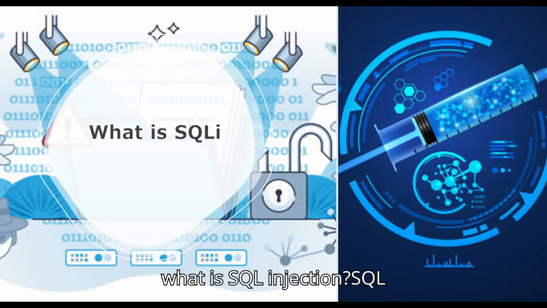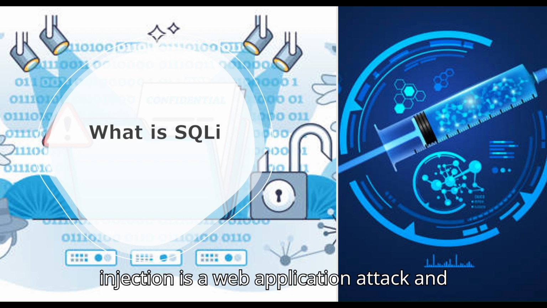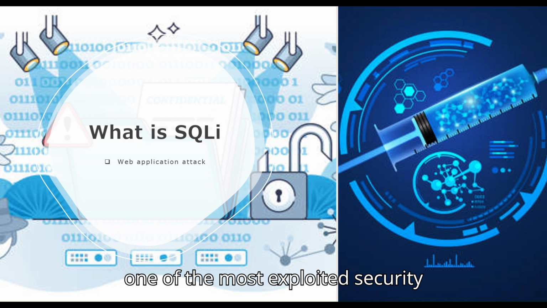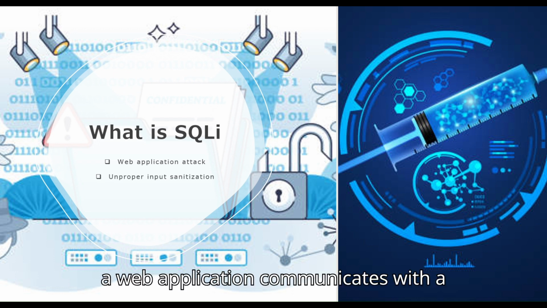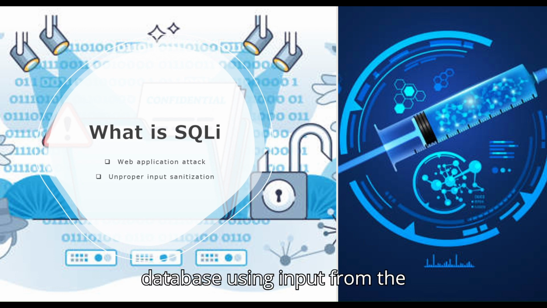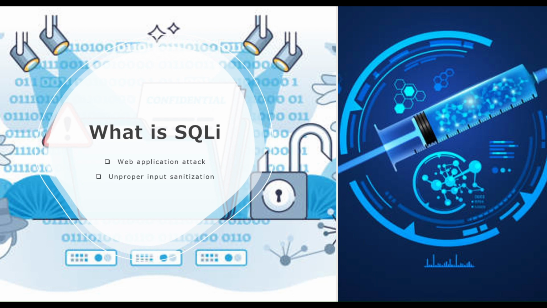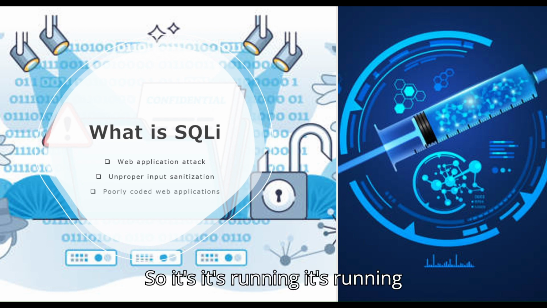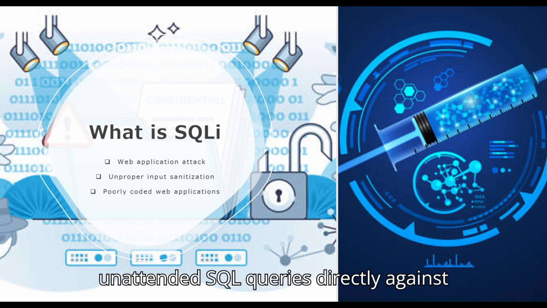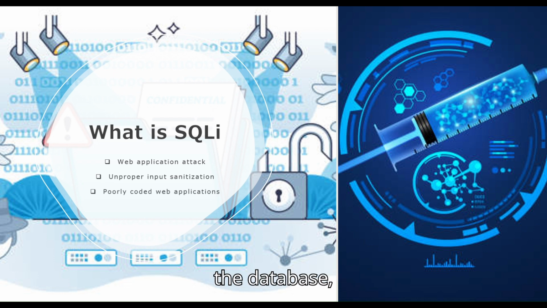So what is SQL injection? SQL injection is a web application attack and one of the most exploited security vulnerabilities. SQL injection happens when a web application communicates with a database using input from a user, and the input has not been properly validated, and that allows malicious queries to be executed. So it's running unattended SQL queries directly against the database.